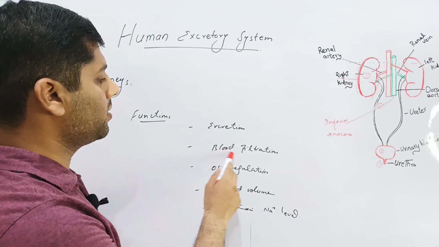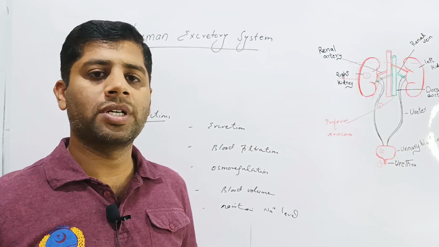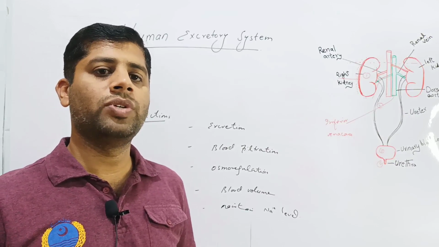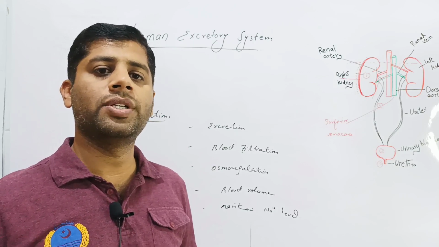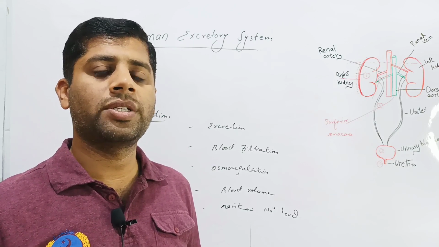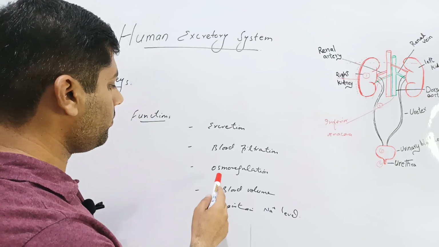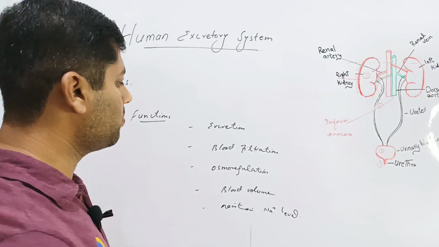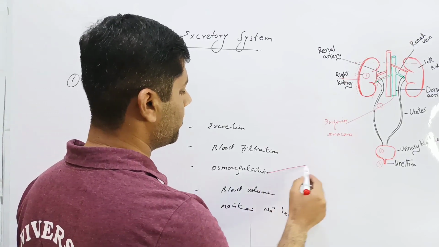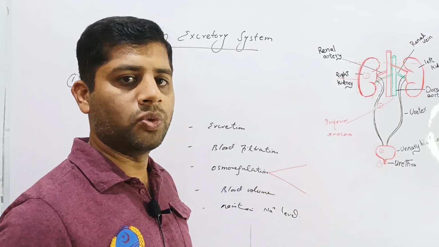The second important function is blood filtration. Other toxic compounds and other waste material which are accumulated in the blood are also filtered by the kidneys, because blood is continuously circulating through the kidneys, and kidneys remove toxic, harmful waste products from the blood in the form of urine. Kidneys also play an important role in osmoregulation. Osmoregulation is the maintenance of water and solute level.